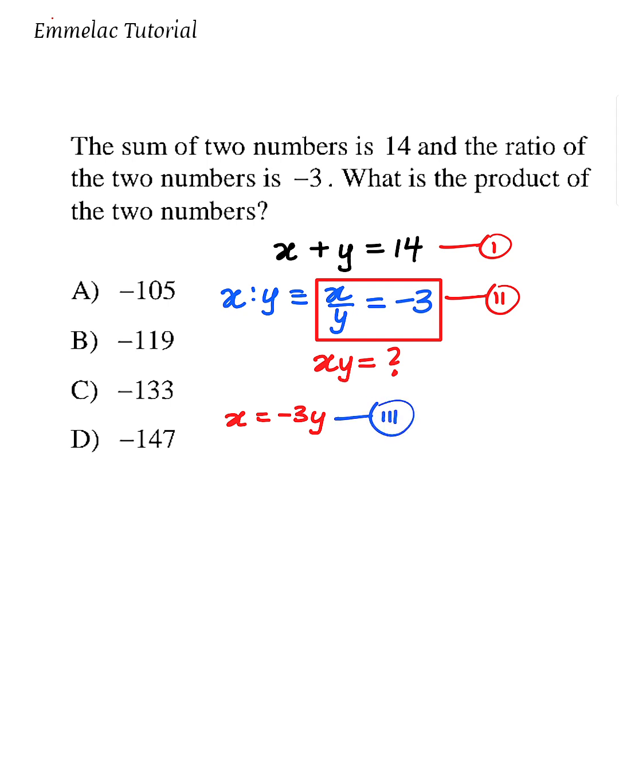Now plug in equation 3 into equation 1 to find the value of y. Since x here, we'll just replace it with -3y. So -3y plus y equals 14. If we resolve this, our left hand side becomes -2y, which equals 14. If we divide both sides by -2, then y equals -7.